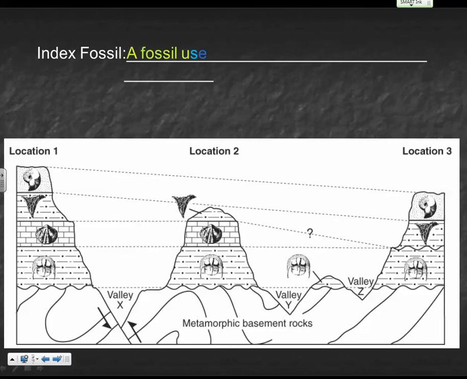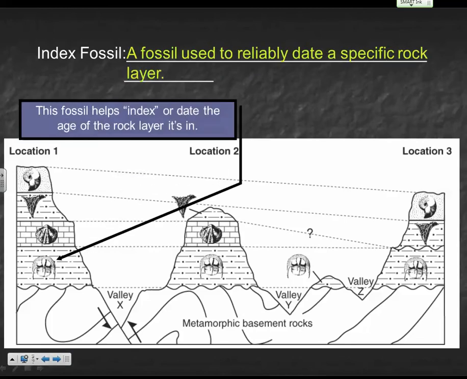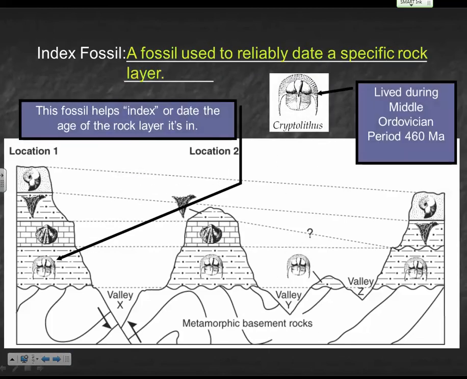Okay, there's one specific type of fossil that we're going to discuss a lot in earth science, and we use it for a number of things, and they're called index fossils. You think of an index tab on a folder that kind of points out something quickly to you. And that's what index fossils do. They're used to reliably point out a date of a specific rock layer.